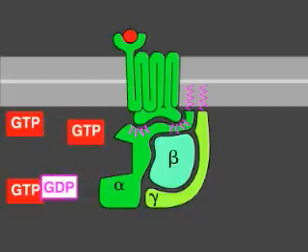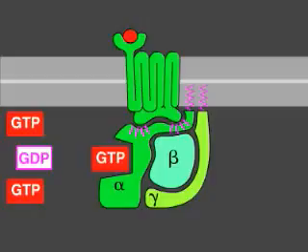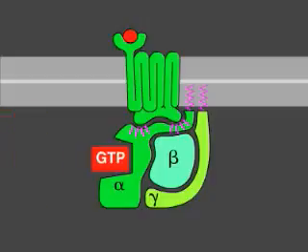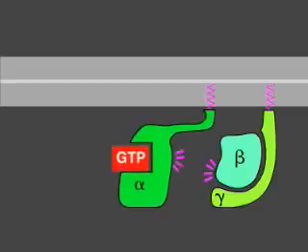GTP, which is abundant in the cytosol, can now readily bind in place of the GDP. GTP binding causes a further conformational change in the G protein, activating both the alpha subunit and beta-gamma complex. In some cases, as shown here, the activated alpha subunit dissociates from the activated beta-gamma complex, whereas in other cases, the 2 activated components stay together.